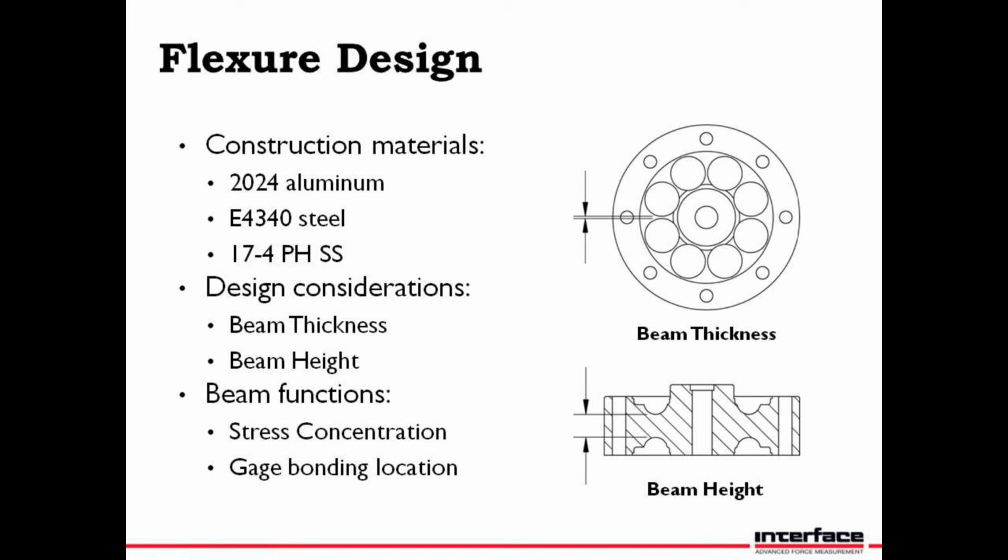One of the features that we look into when designing our flexures are the dimensions of the beams, particularly the thickness and the height of the beams. Those beams are designed to deform under load to a specific strain value. It is along the beams where the stress occurring in the flexure concentrates, and therefore those are the prime locations for bonding the strain gauge to a flexure.